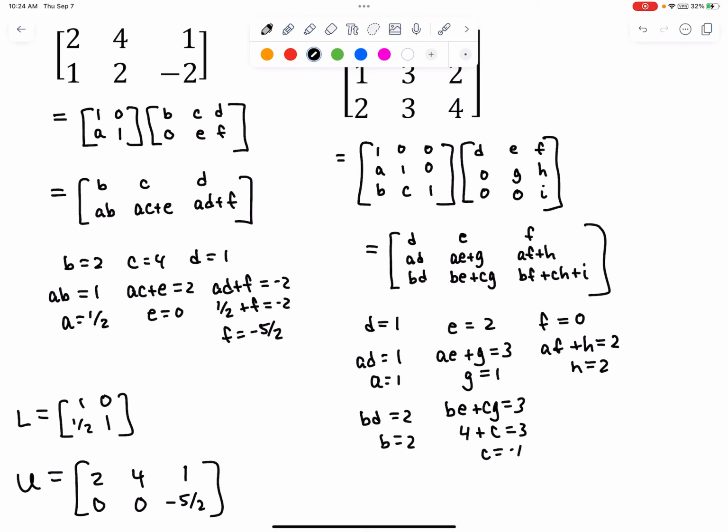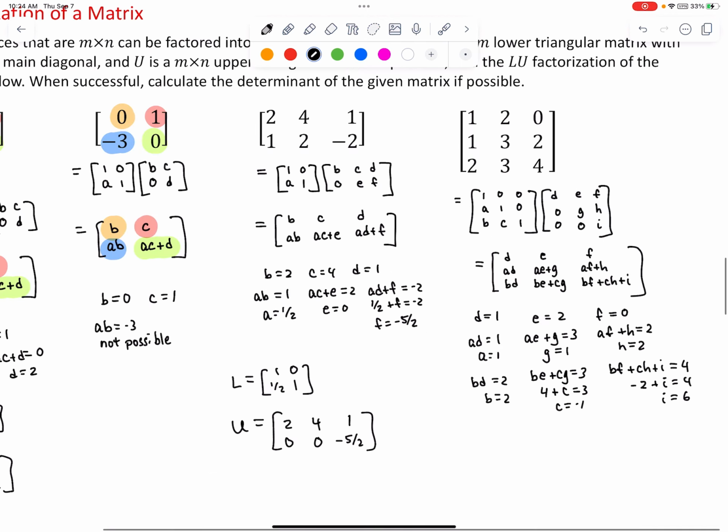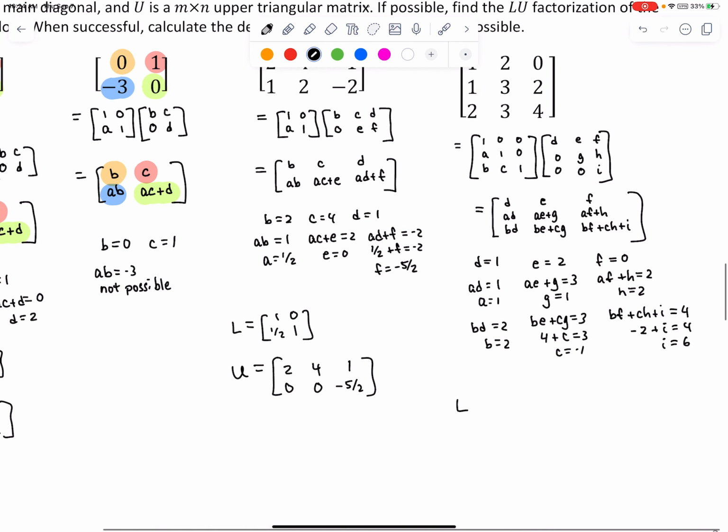And then the final entry, we have BF plus CH plus I, that has to be equal to 4. B is 2, F is 0, so that first term goes away. C is -1, H is 2, so we get a -2 plus I has to be 4. Add the 2 over, therefore I has to be 6. And we have an LU factorization.